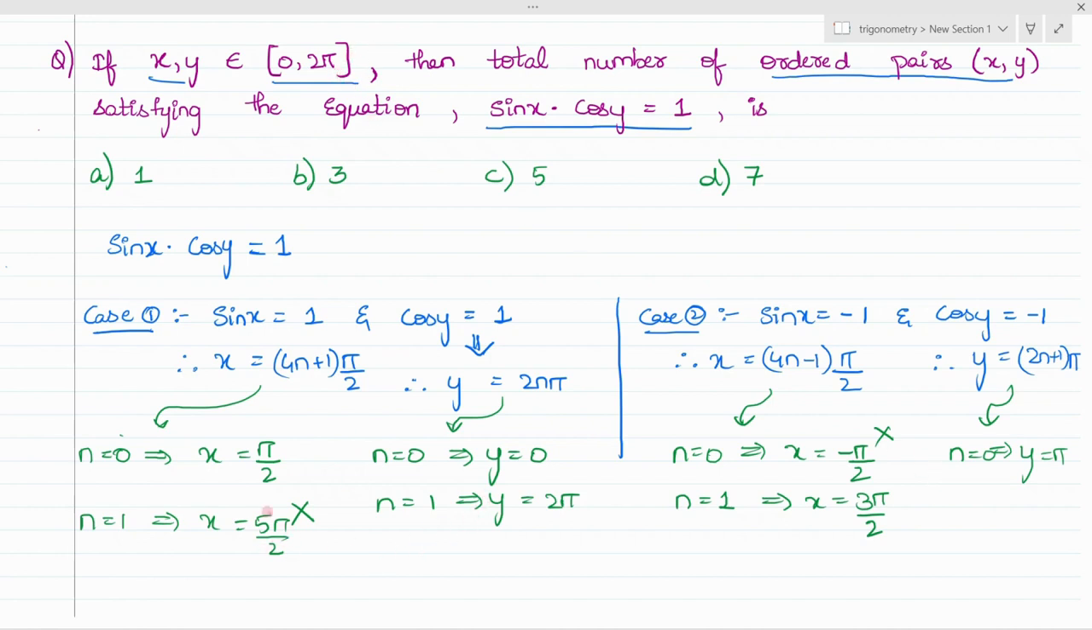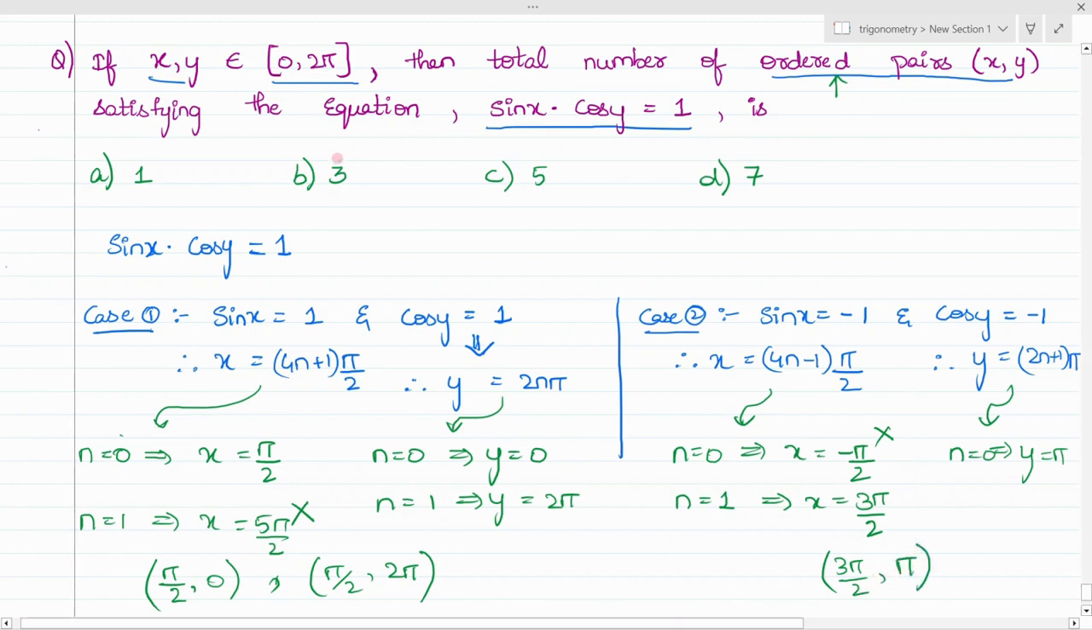So if you observe, we need to calculate the ordered pairs. For pi by 2, the ordered pairs will be pi by 2, 0 or pi by 2, 2 pi. So from here we got two pairs. From the other case we get only one pair, that is 3 pi by 2, pi. So in total we have three ordered pairs for this given equation.